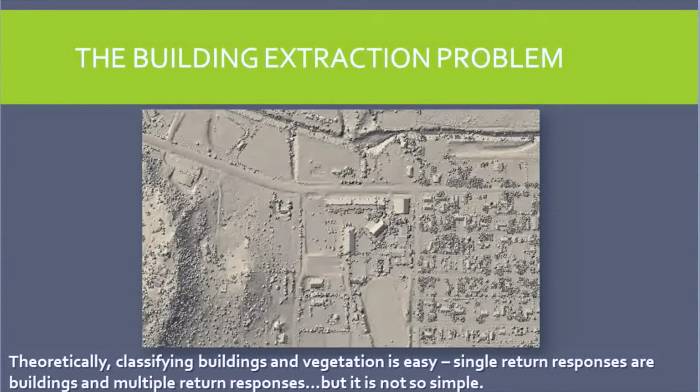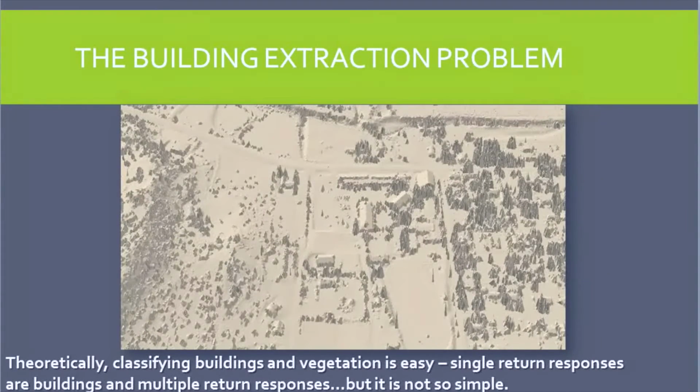But in this example, in this area, we took the information from the LiDAR point cloud and sorted out all unclassified data that had a single return. You see the buildings there, but you also see a lot of other clutter, which is essentially the vegetation.